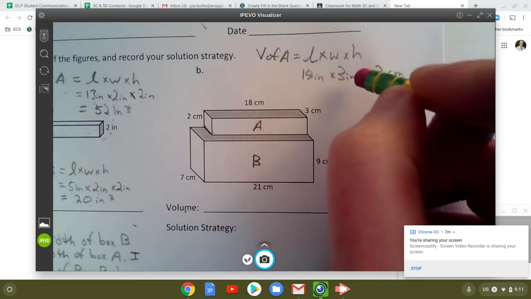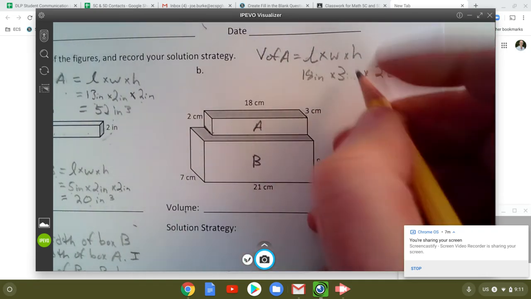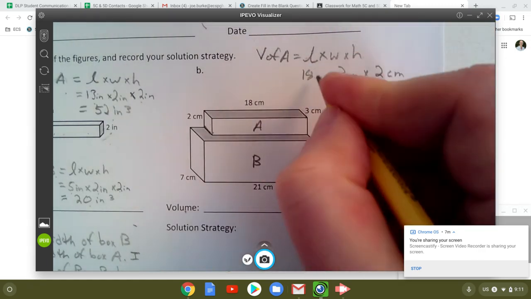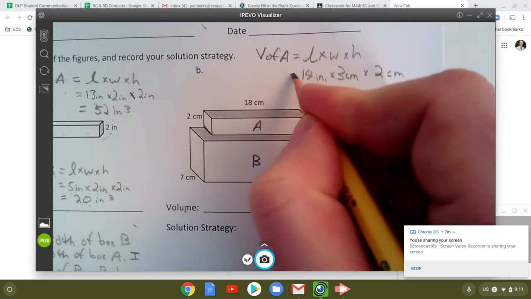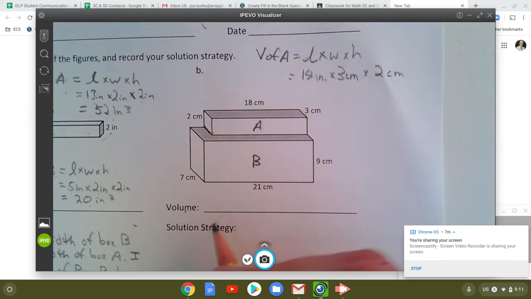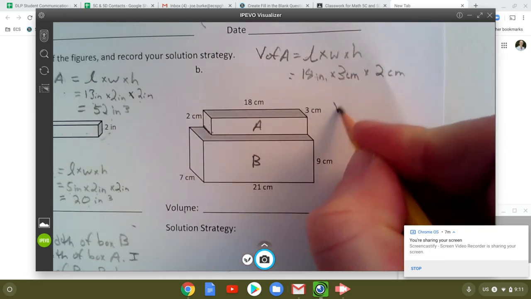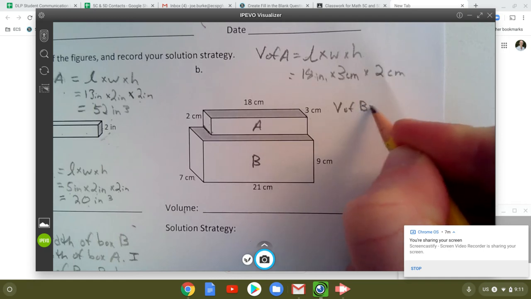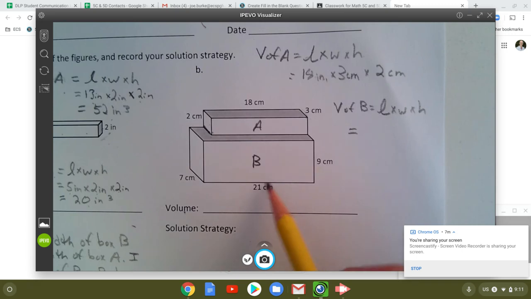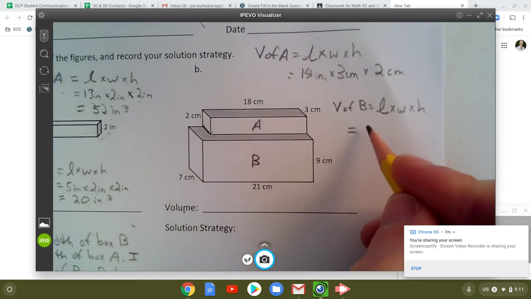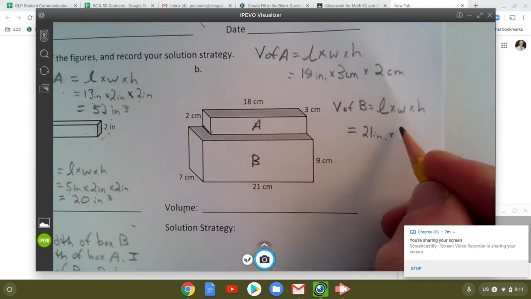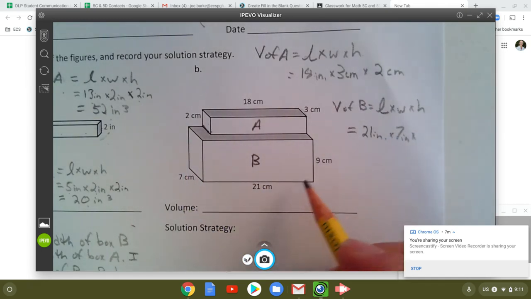Sorry, I said inches, I meant centimeters. I think that you're going to find on each of them it has this little problem, this little puzzle that you kind of have to solve. All right, so you can multiply that through and find the volume. That's fine. Let's do the volume of B. Length times width times height. So we have the length, 21. What's the width? 7. What's the height? 9.